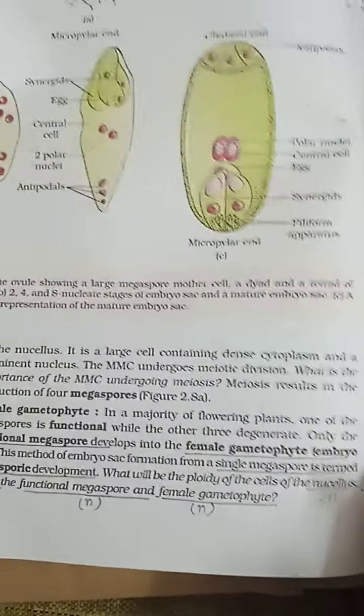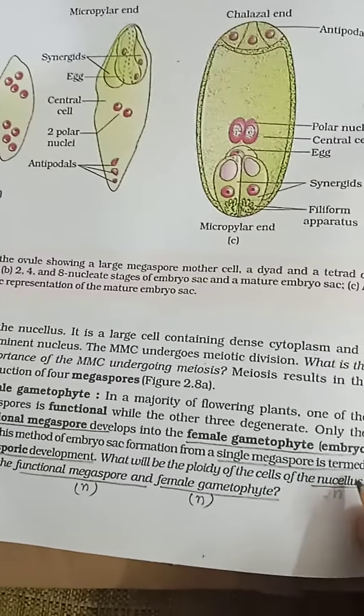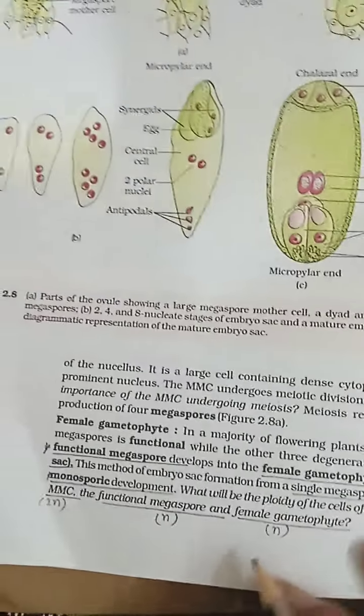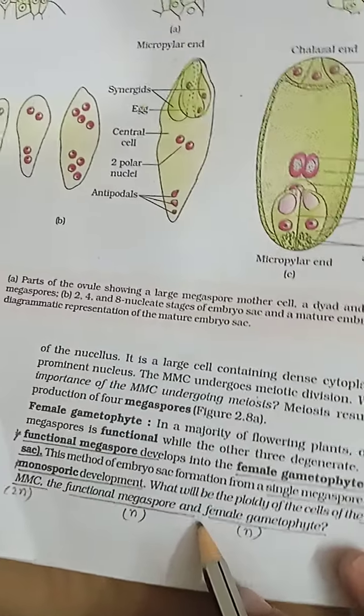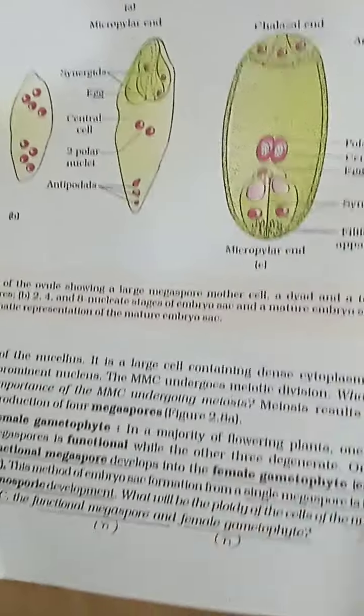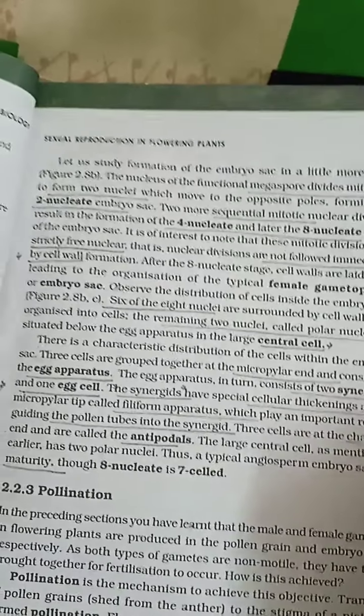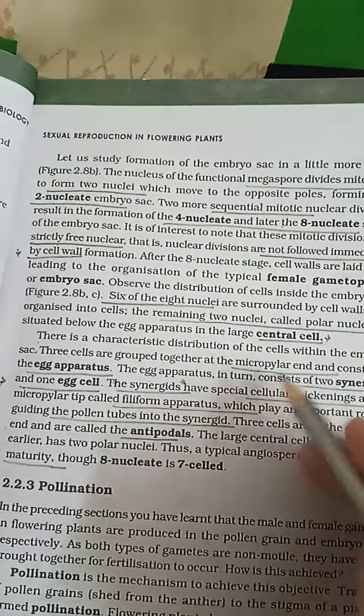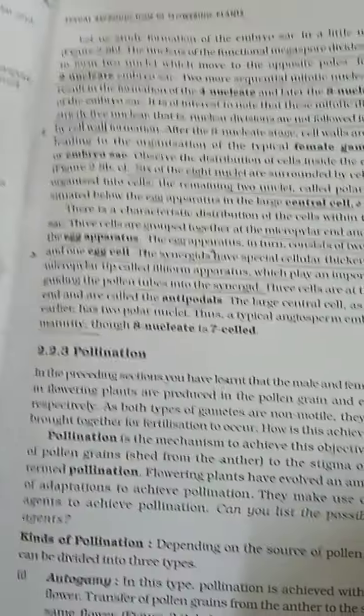Very important. When you see the female gametophyte, the embryo sac: the megaspore mother cell is 2n, the megaspore is n, and the gametophyte, the embryo sac, has ploidy n. Very important. 8-nucleate, 7-celled, we discuss all these things. The 8-nucleate 7-celled embryo sac, antipodal cells.